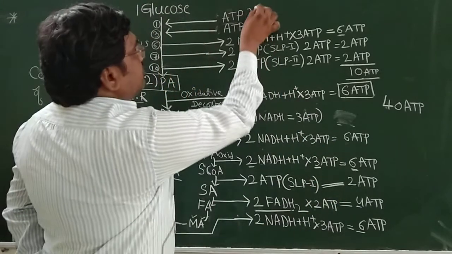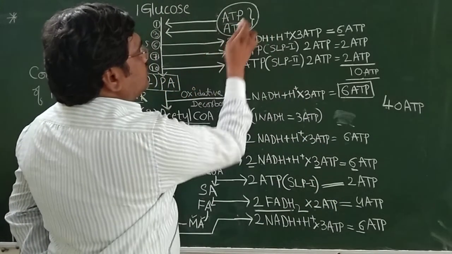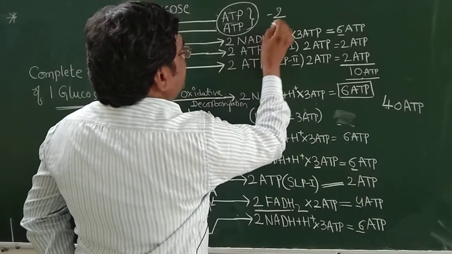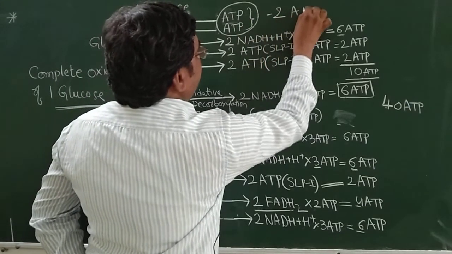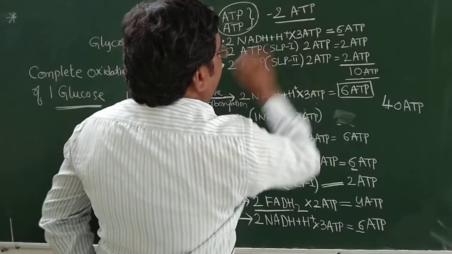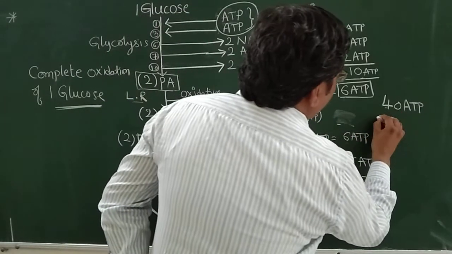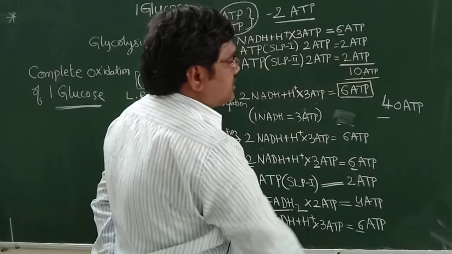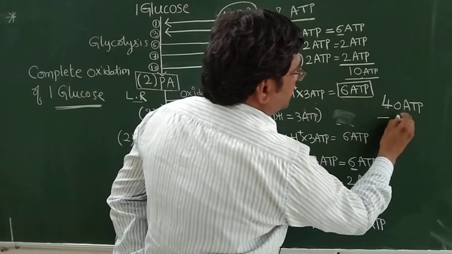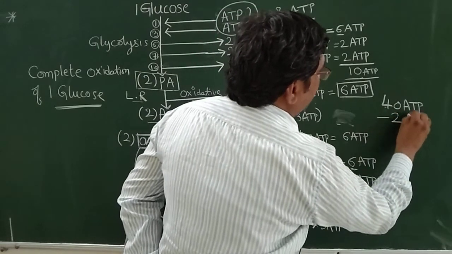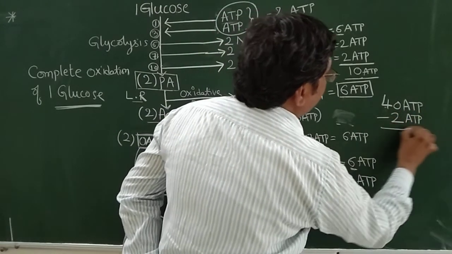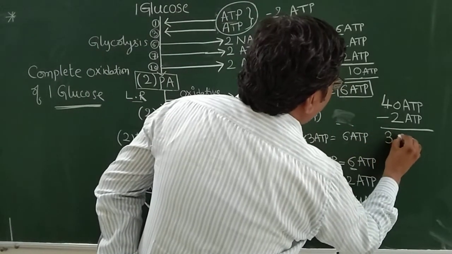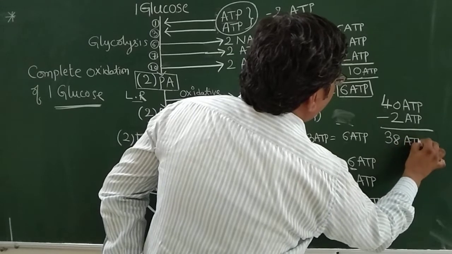Then during glycolysis, 2 ATP molecules are consumed, minus 2 ATPs. Here, how many total ATPs are produced during the complete oxidation of the glucose? 40 ATPs, 40 minus 2 ATPs. These 2 ATPs are consumed in glycolysis. Then totally 38 ATPs are produced.